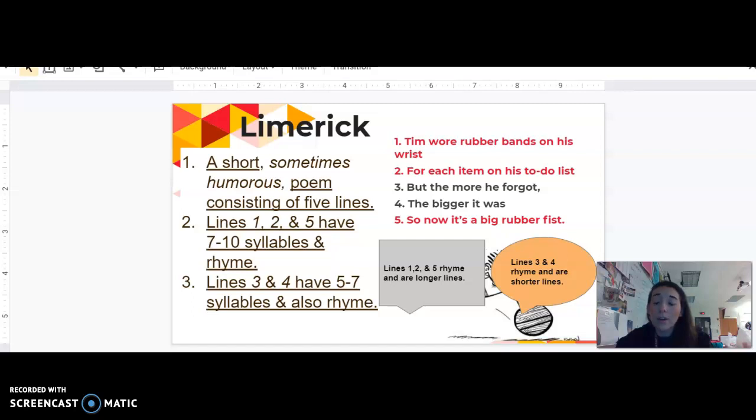There is something also wrong with this example. I'd like you to figure out what seems to be wrong with our limerick here, which is: Tim wore rubber bands on his wrists for each item on his to-do list. But the more he forgot, the bigger it was, so now it's a big rubber fist. I'd like you to figure out what is wrong with our limerick example and fix it.